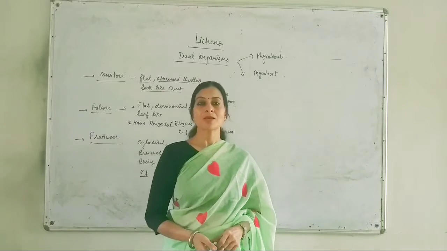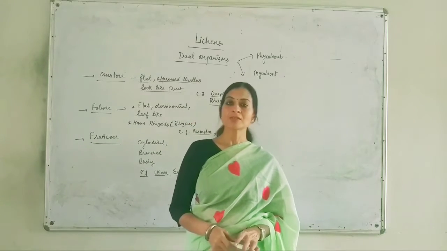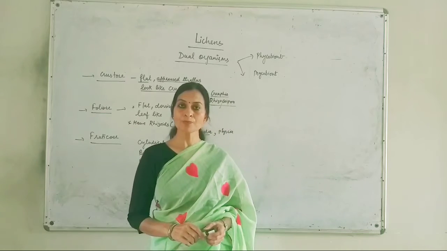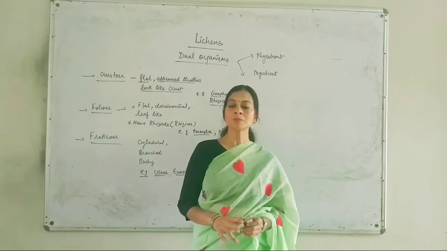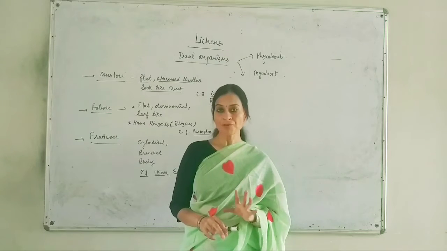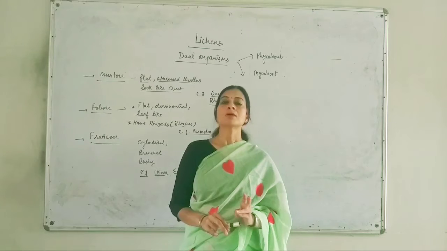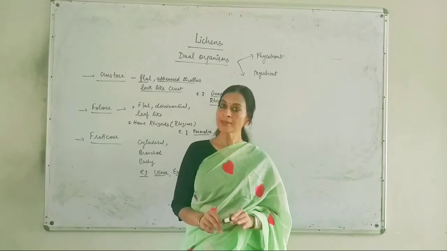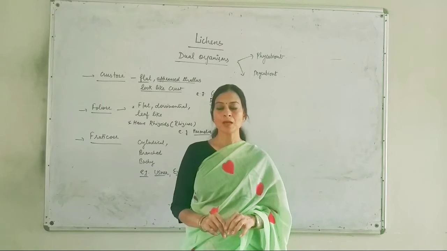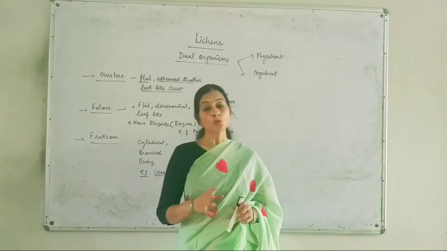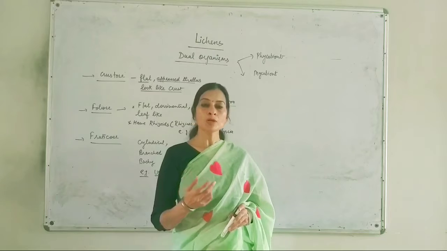Dear students, we all have learned that in R.H. Whitaker's 5-kingdom classification system, most of the organisms were placed in 5 major groups: Monera kingdom, Protista, Fungi, Plantae and Animalia. But all these 5 categories do not include a few organisms.